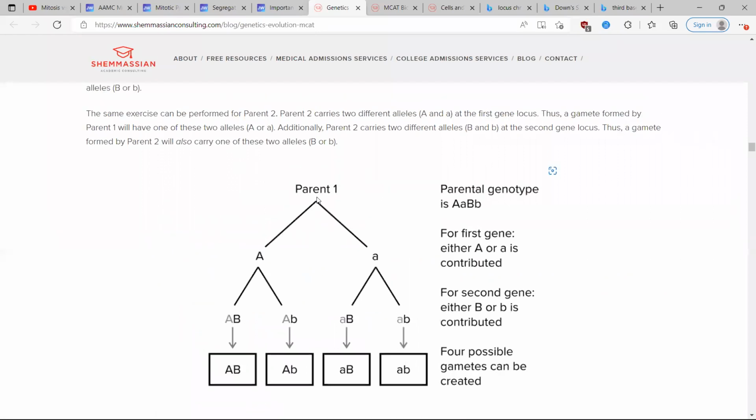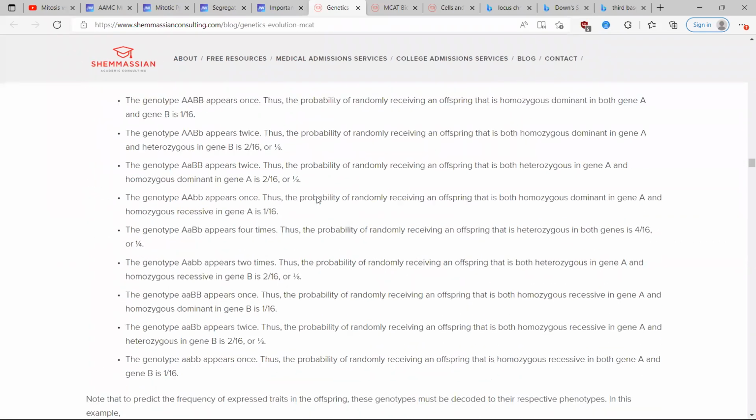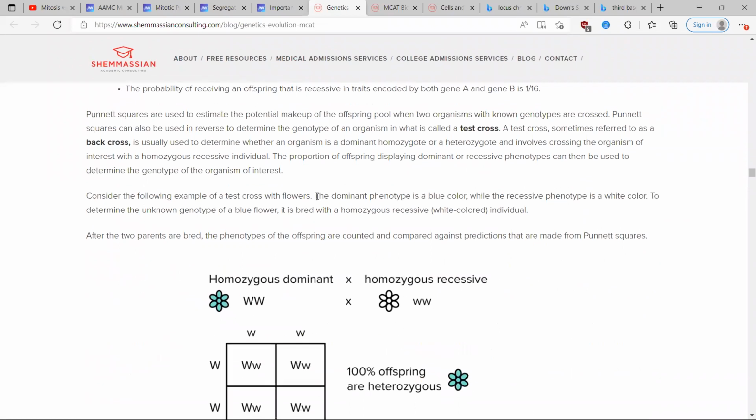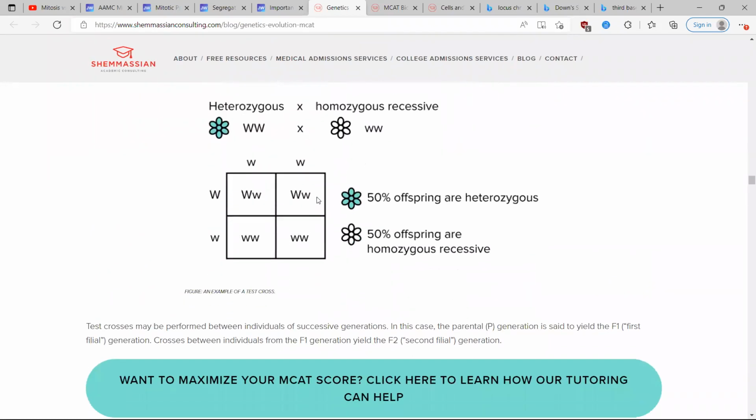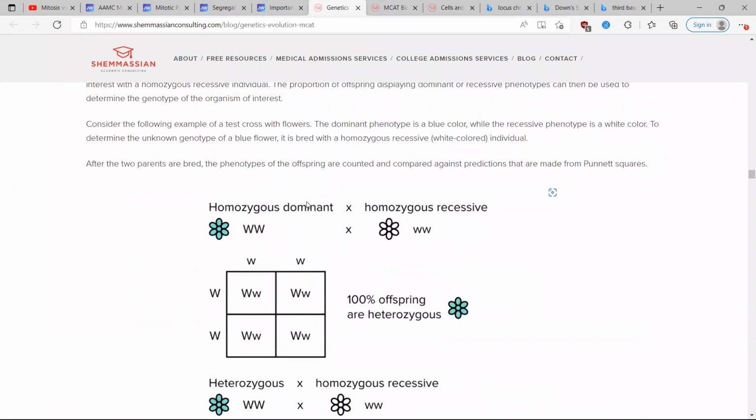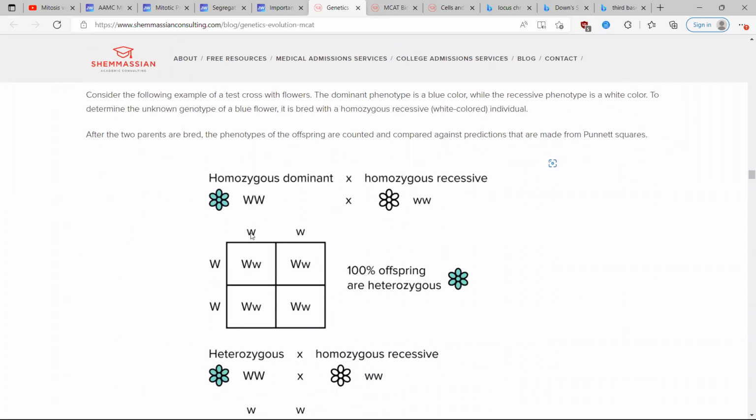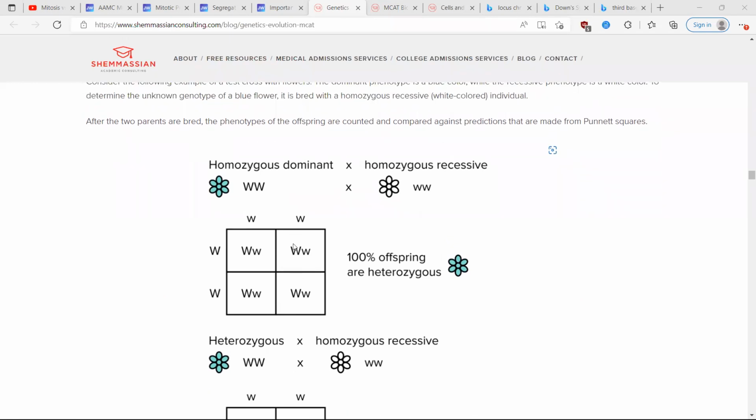Well, anyway, there's basically a ratio of... okay, here. So basically, does everybody know how to do Punnett squares? Or do we need a refresher? A refresher is fine. Okay, let's do a refresher on Punnett squares.